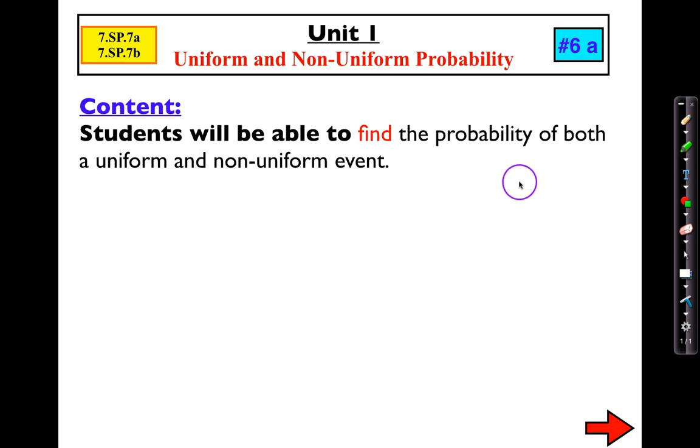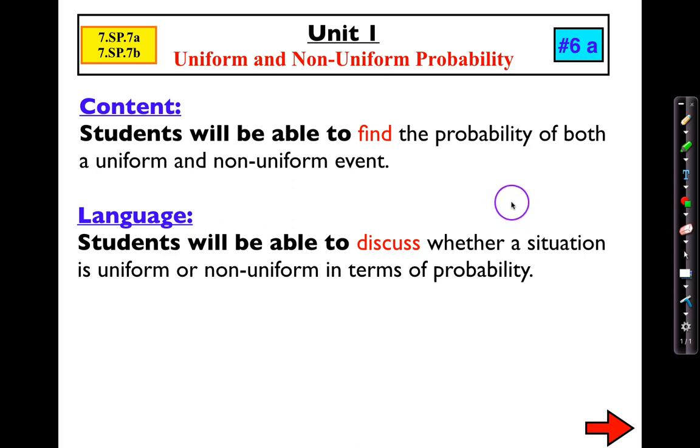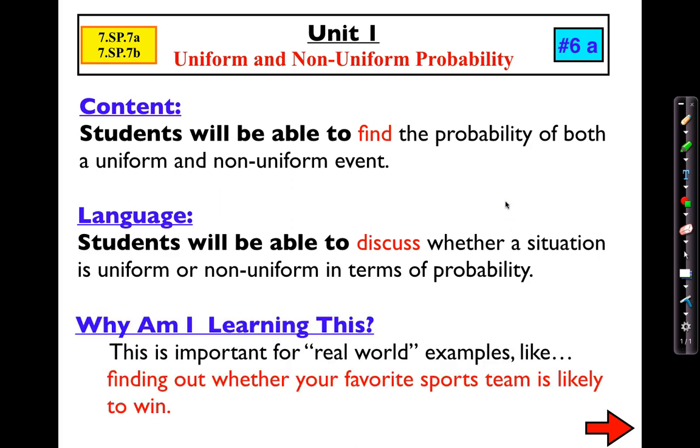Our content objective is students will be able to find the probability of both a uniform and non-uniform event. Language objective is students will be able to discuss whether a situation is uniform or non-uniform in terms of probability. Why am I learning this? Well, it's important for real-world examples like finding out whether your favorite sport team is likely to win.